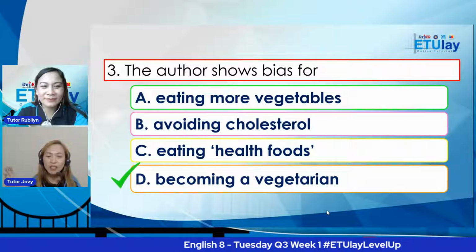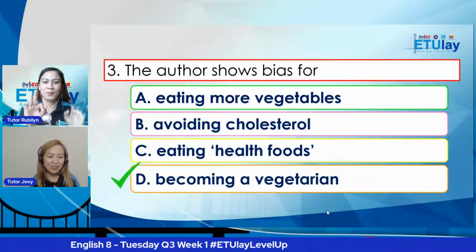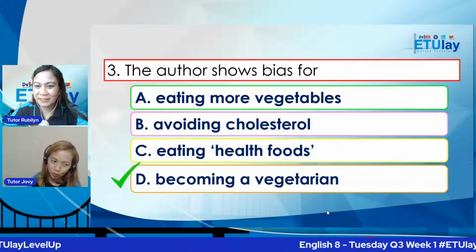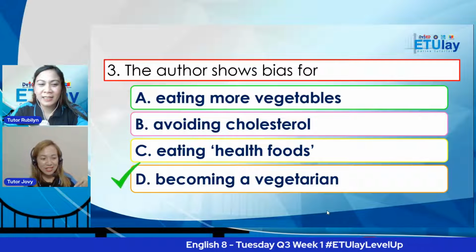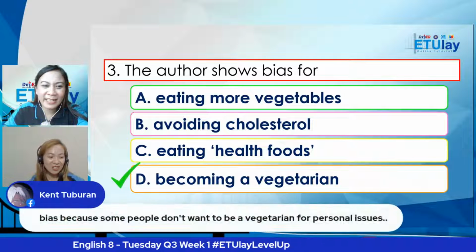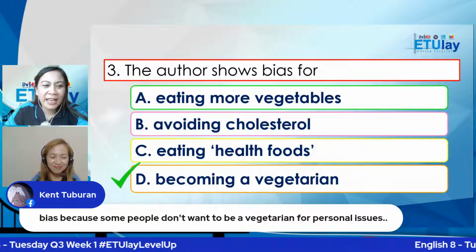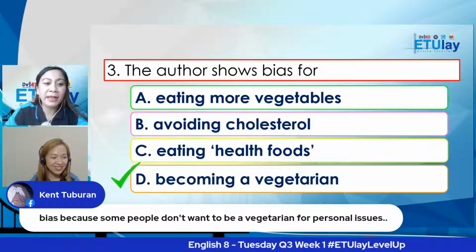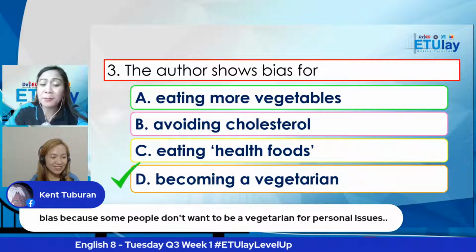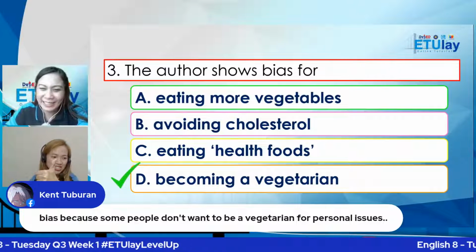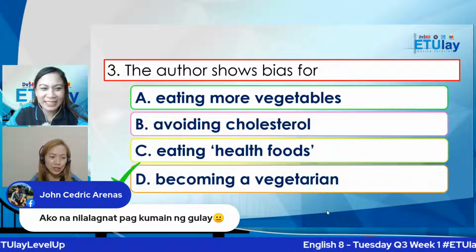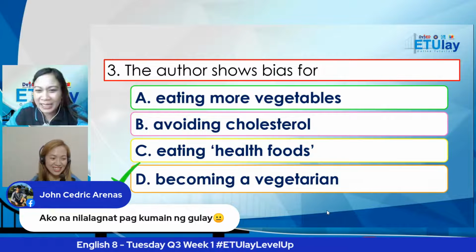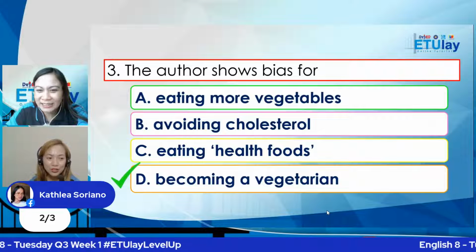So, cuties, who got 3 out of 3? Please type 3 hearts if you got 3, 2 hearts if you got 2. Please type your scores in our comment section. Hello to all our viewers. While waiting for their scores, Tutor Joey, one from Tuburan says it is bias because some people don't want to be vegetarian for personal issues. According to Rubin, a balance of meat, vegetables and fruits is needed. Katlea got 2. That's really good.